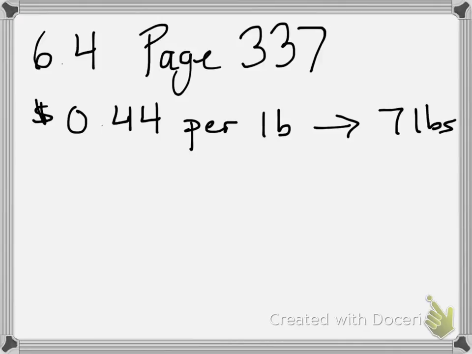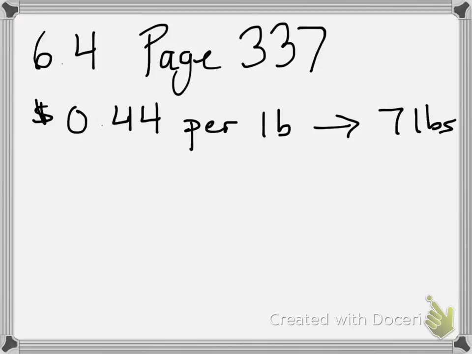Now, some of you may look at this and say, okay, well, wait, Mr. Z. 44 cents per pound, that means 44 cents per 1 pound. If I want to know for 7 pounds, can't I just multiply it by 7? The answer is obviously yes. But let's look at another way, just in case you get to a problem where you don't know if you're supposed to multiply or divide. It's going to make it pretty straightforward.